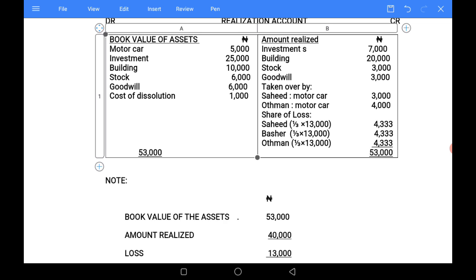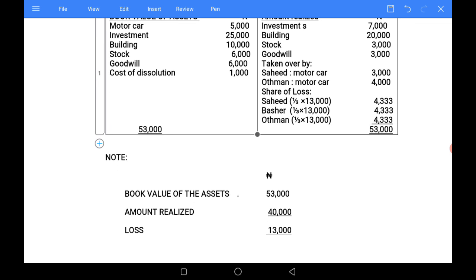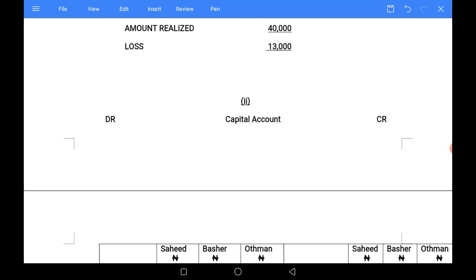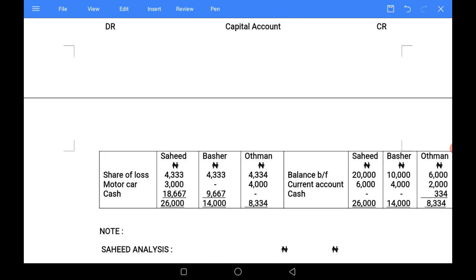While the book value of the assets was 53,000 naira. And since the amount realized was lesser than the book value of the assets, then the business ran into a loss of 13,000 naira on dissolution. Now to the capital account.